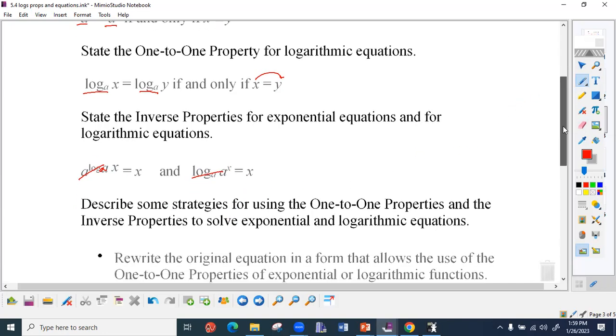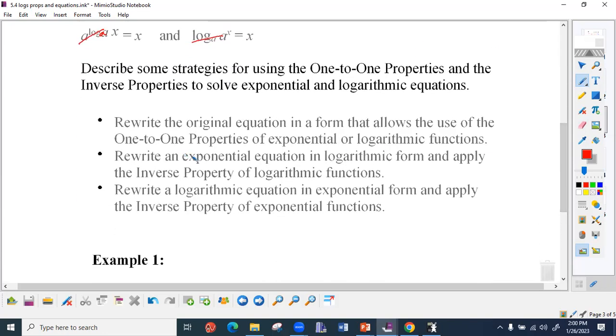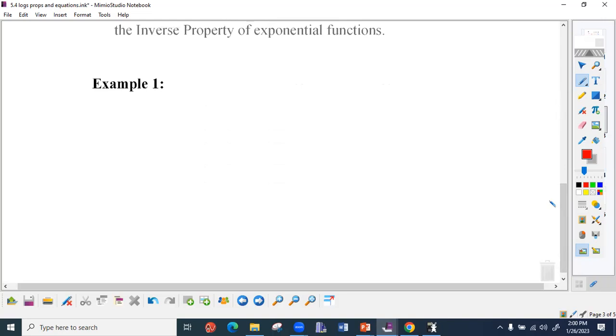Okay. So, when we were describing some strategies for using the one-to-one properties, what is it good for? It is good for rewriting the original equation in forms that allow the use of one-to-one, whether exponential or log functions. We can rewrite an exponential equation in log form and apply the inverse property. We also can rewrite a log equation in exponential form and apply the inverse property. So that is what it is going to be useful for. All right, we're going to do an example first.